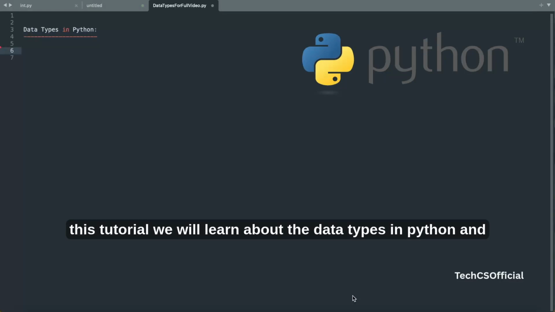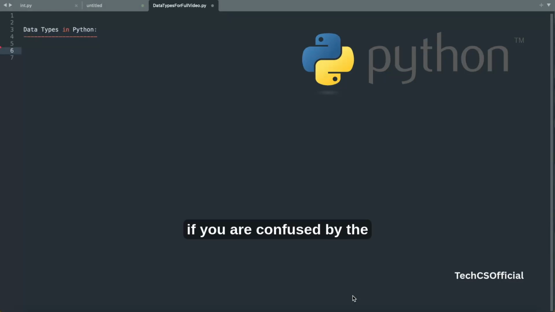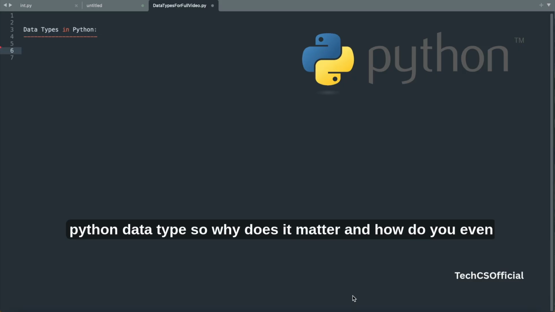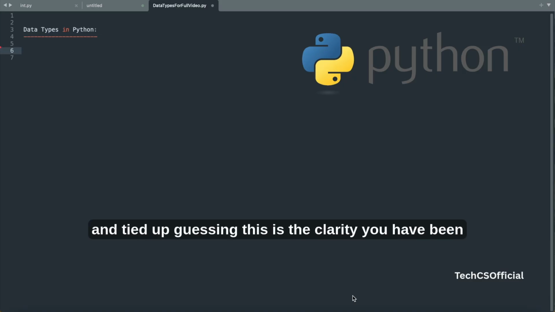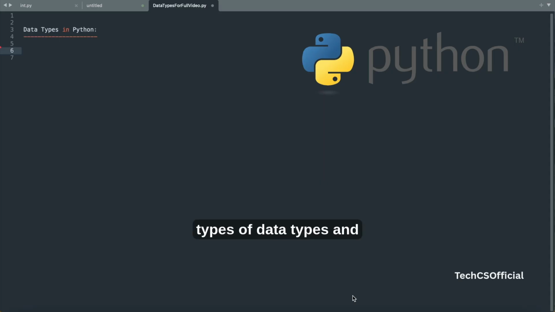In this tutorial, we will learn about the data types in Python. If you are confused by the Python data types, why does it matter and how do you even tell them apart? If you are learning Python and tired of guessing, this is the clarity you have been waiting for. In Python, we have different types of data types, and we will see them one by one with different categorization.